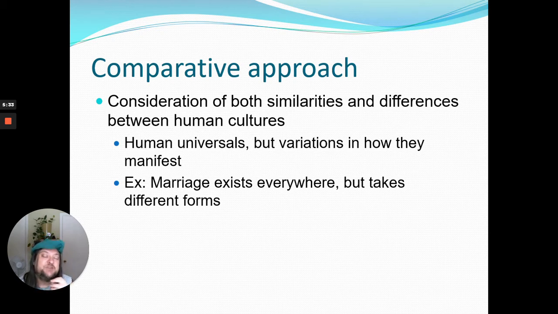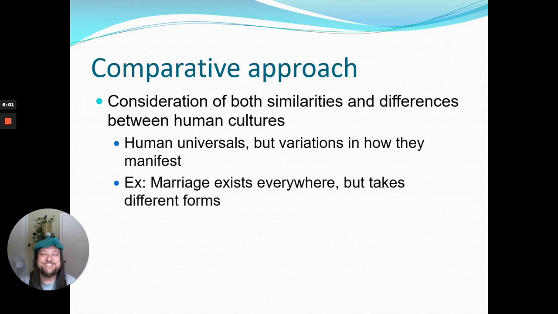So when we talk about the comparative approach, it's to look at how different cultures are similar and how they are different. Some of the things we'll see is that there's such a thing as human universals. For example, marriage exists everywhere. It's pretty much a human universal. That doesn't mean that everybody in the world gets married. It means that in every culture there exists a concept of marriage.